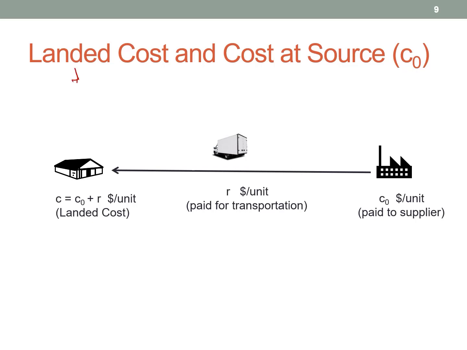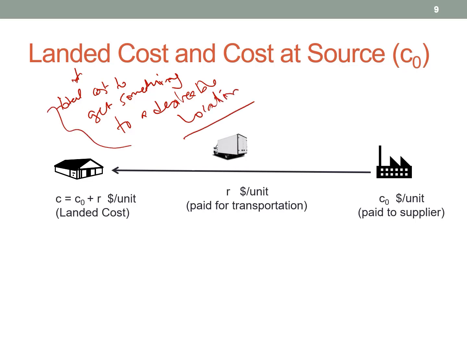Landed cost by definition is the total cost to get something to a desirable location. If we don't own that thing, we have to buy that thing, then we have to pay for transportation or shipping, maybe installation or unpackaging. All those costs added up, the cost to get something to a desirable location in a usable state, is landed cost. For the purpose of this course, we're going to look at only two components. So we pay something to the supplier, let's call that C naught. C naught is the price per unit, dollars per unit, that we pay to the supplier.